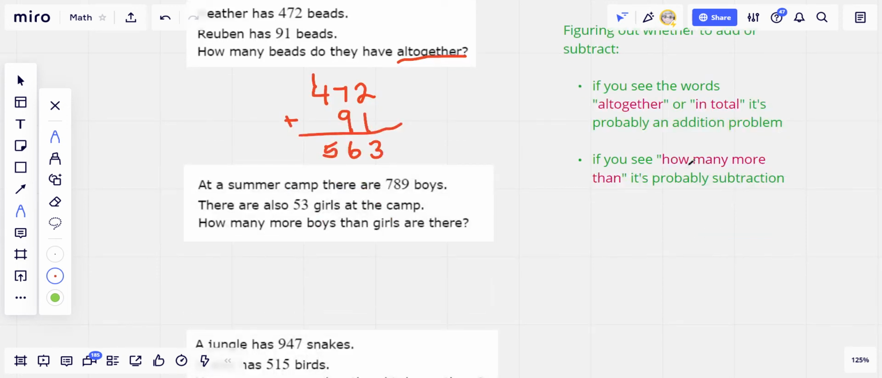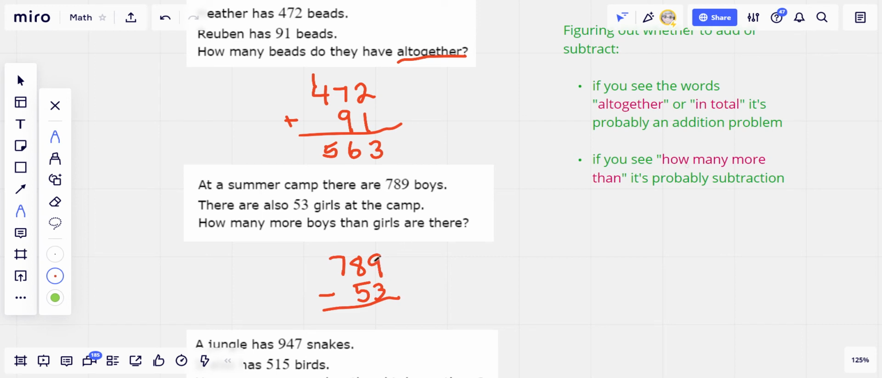So this next one says, at summer camp there are 789 boys, and there are also 53 girls. How many more boys than girls are there? So we're going to subtract. I know that the 789 number goes on top because it's bigger, and we're going to have a positive number for how many more boys there are. So we're going to subtract the 53 from the 789. And again, we need to line it up so that the place value is correct. So I've got the ones over the ones, tens over the tens, etc.